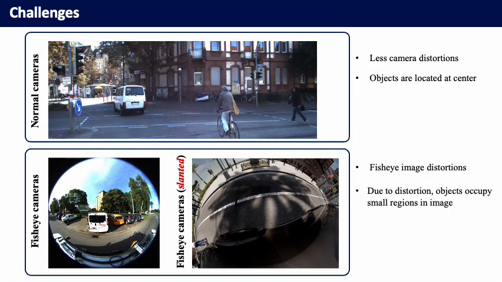Then, what makes it difficult to learn 3D perception in fisheye cameras? Compared to normal cameras, in the fisheye image domain, there are lots of camera distortions that bother the network to learn image features. Furthermore, if the fisheye cameras are slanted, objects go to the edges of the image and become smaller because of the distortion. These special properties make our problem hard.